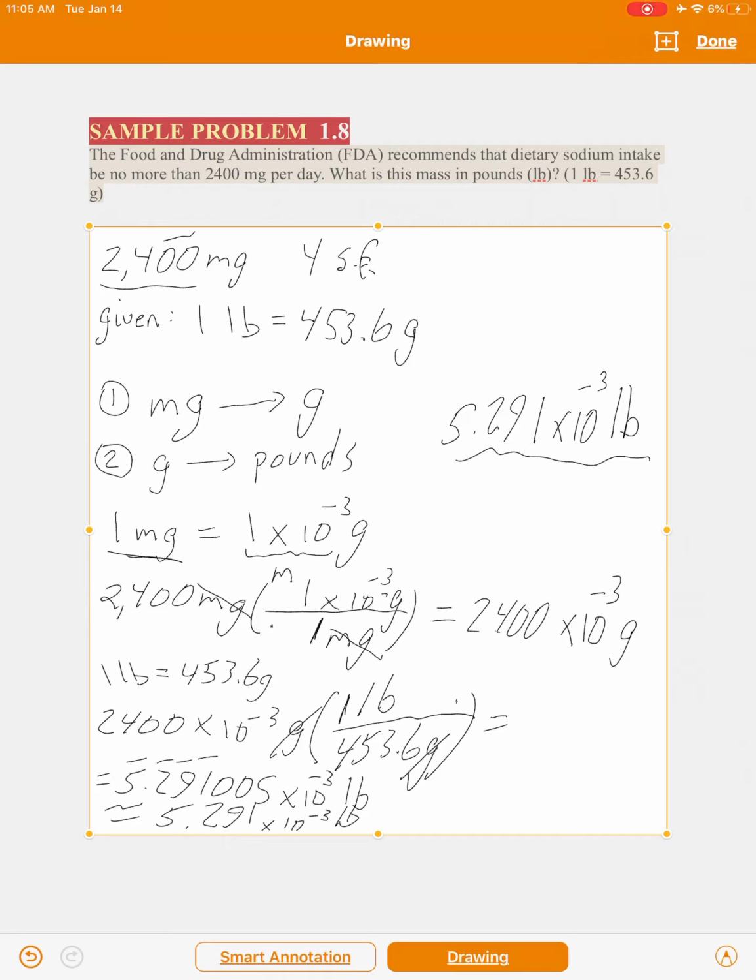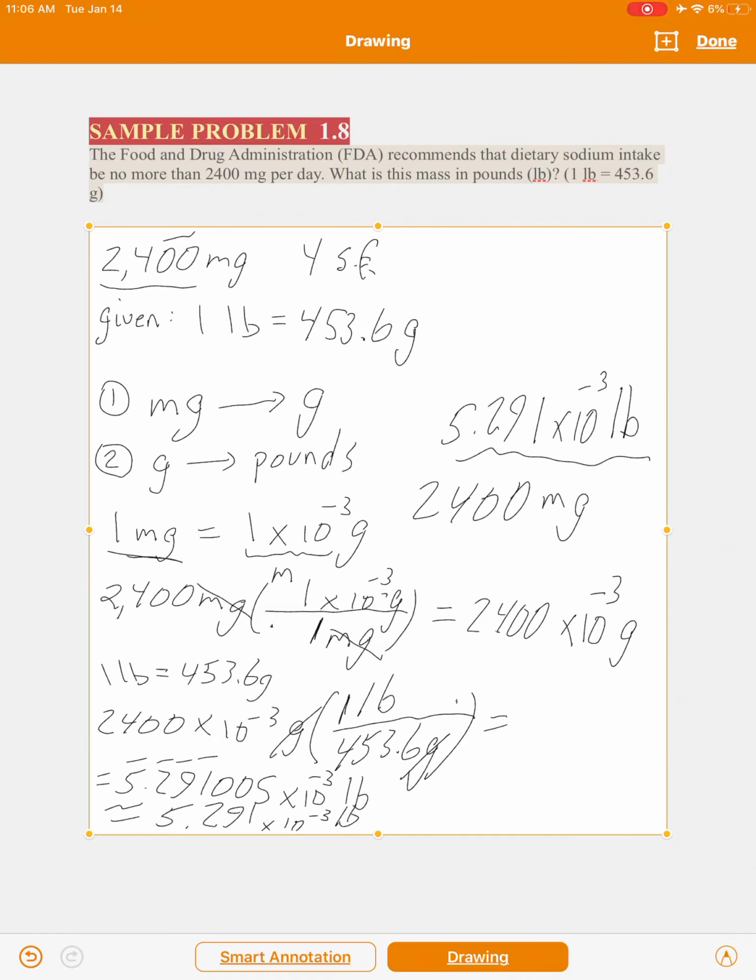We might want 50 pounds or 60 pounds of sodium chloride. However, if we're talking about the amount of sodium that one person is taking in a day, it's pretty small, so it's probably better to use milligrams, right? 2,400 milligrams. That would be a more reasonable number to be able to report.